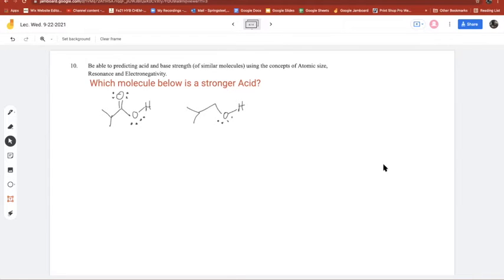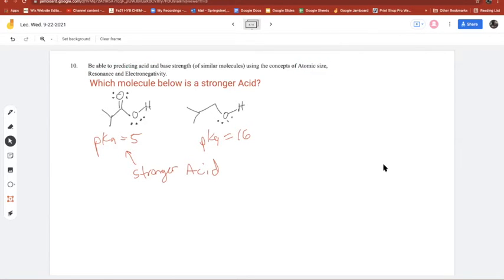Good, I'm seeing some pKa's. So we've memorized the pKa's. pKa equals 5 for this, about 5 for the carboxylic acid. pKa for an alcohol, about 16. So we know this is the stronger acid. So good, we got that. But now what about if we have a molecule that's not one of the ones we've memorized the pKa of? How can we maybe predict which is a stronger one there? That's when we're going to use the concept of atomic size, resonance, and electronegativity.